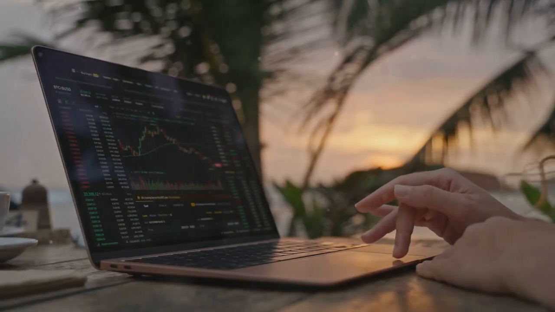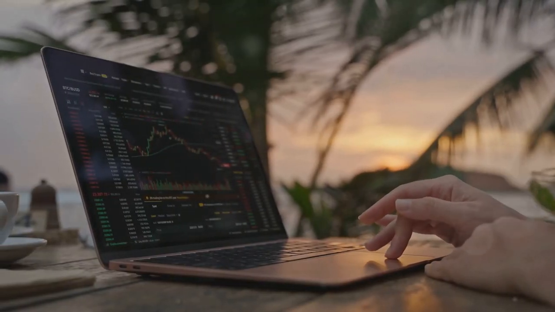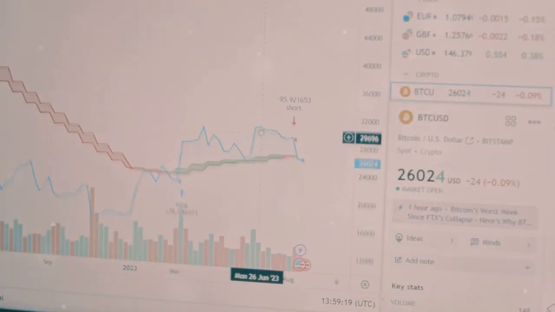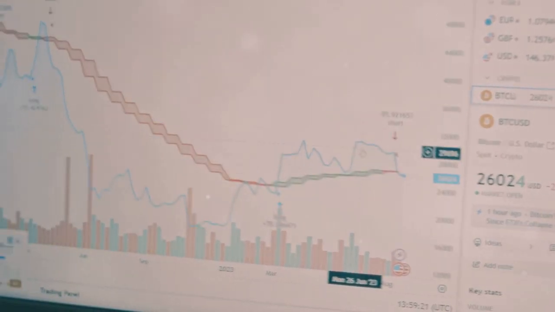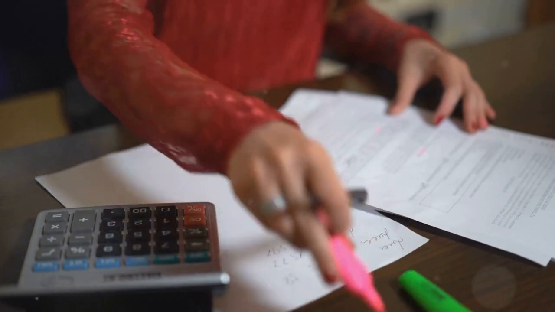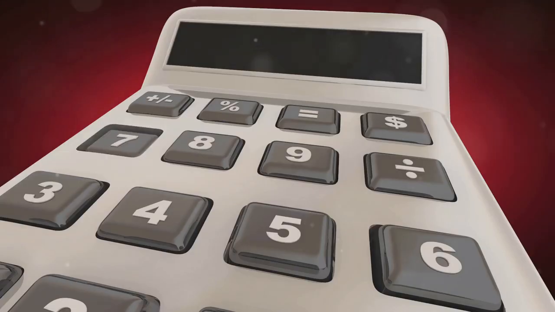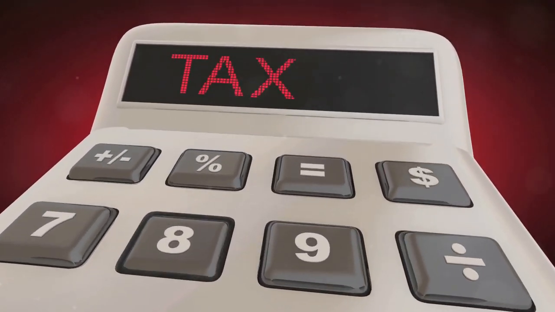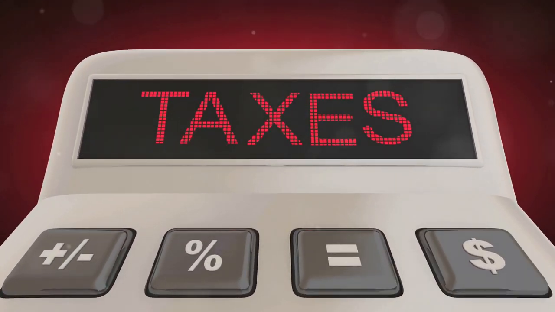First up, let's talk about crypto to crypto trades. Every time you swap one coin for another, it's a taxable event. But here's the hack. Keep track of every trade meticulously. Tools like Coin Ledger can save you tons of time and stress by automating this for you.